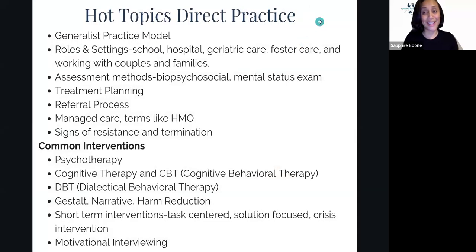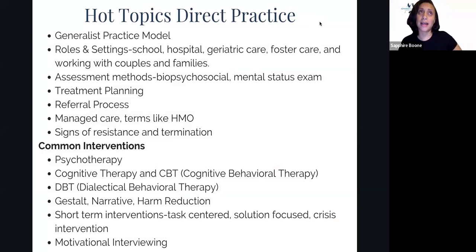Like every class, I start with hot topics. So, of course, we're going to go over the generalist practice model. We're going to go over some roles and settings and the importance of what a social worker does in each of those roles. We're also going to talk very briefly about some assessment methods, the treatment planning, referral process.